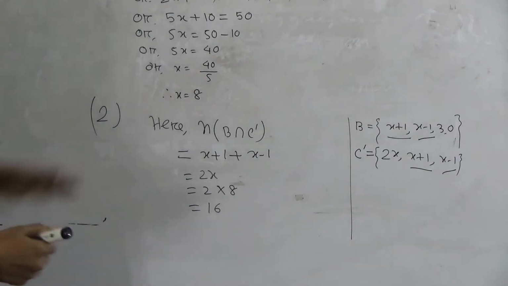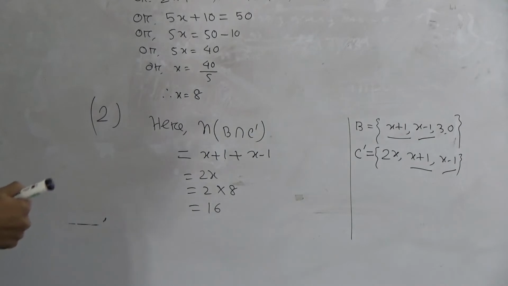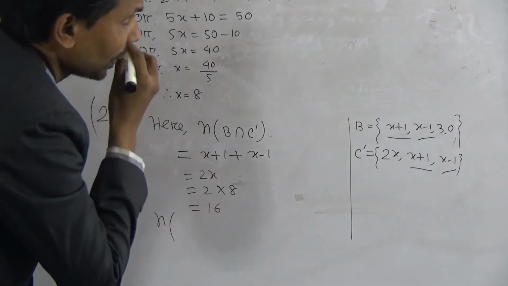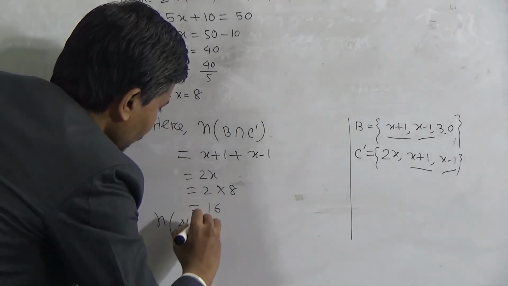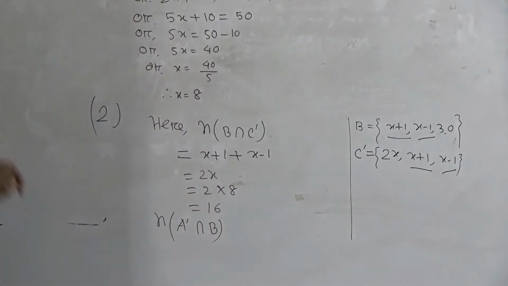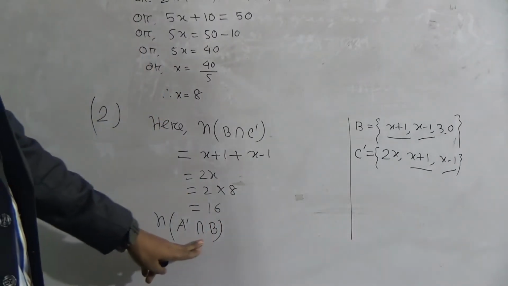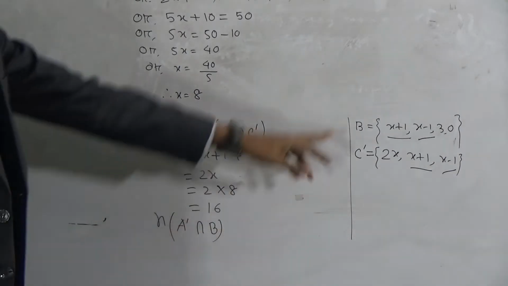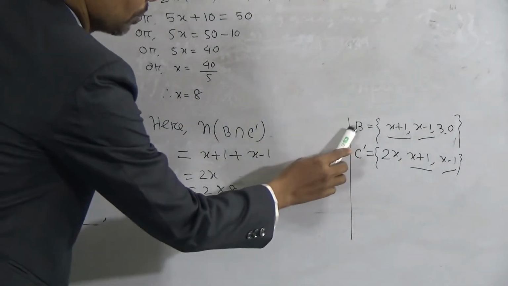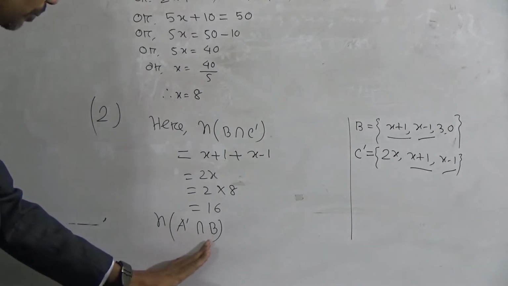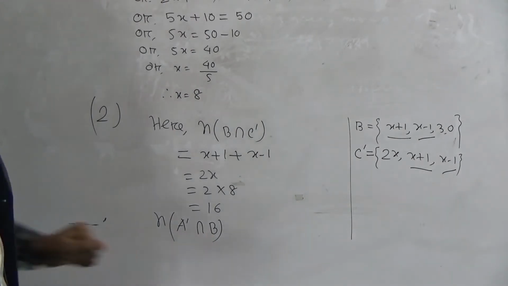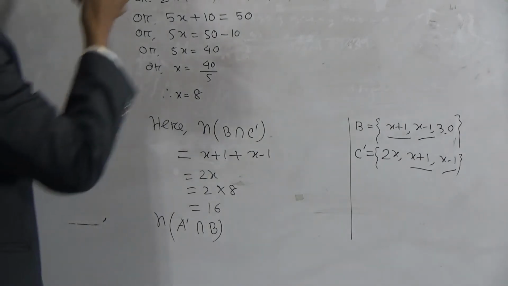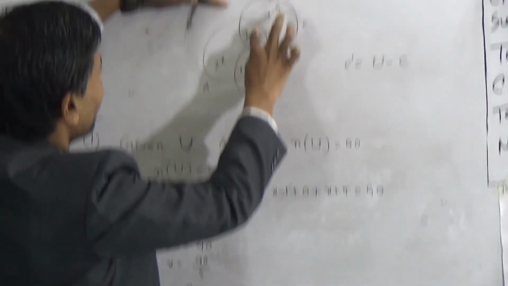Now another one. Question number 2 has two parts. Number of A complement intersection B. Student, already we have determined the elements of B, and now A complement equal to what? Student, again please see the figure.